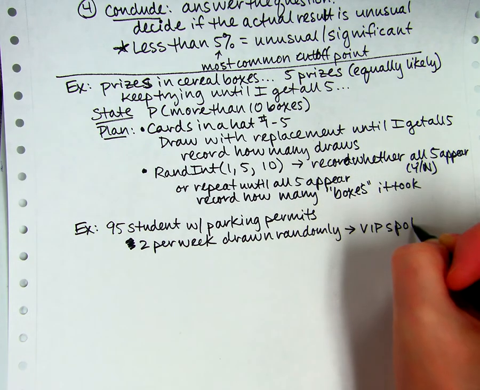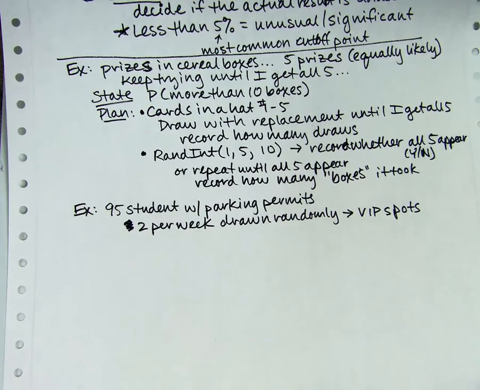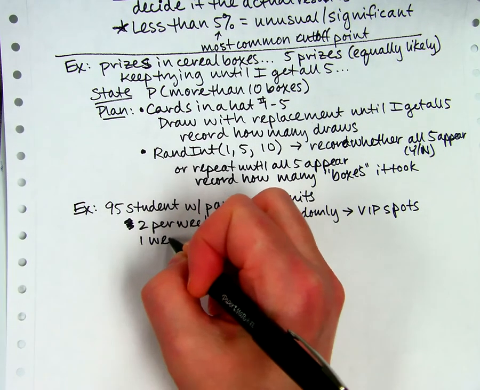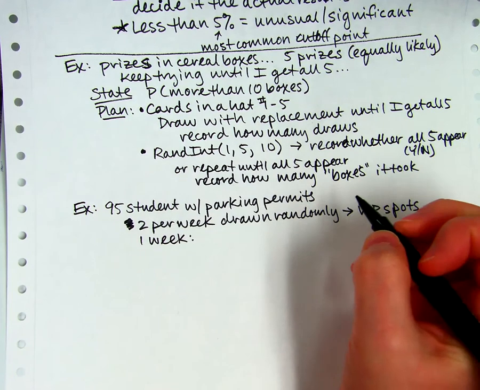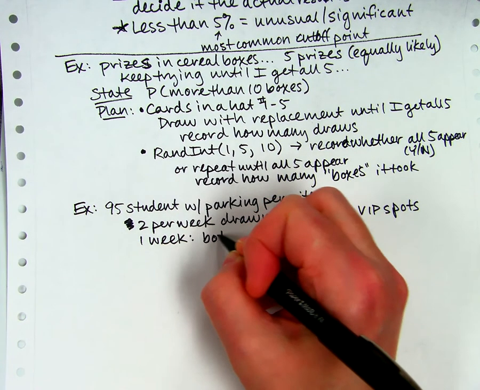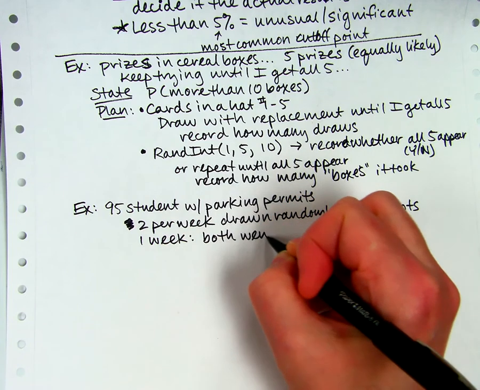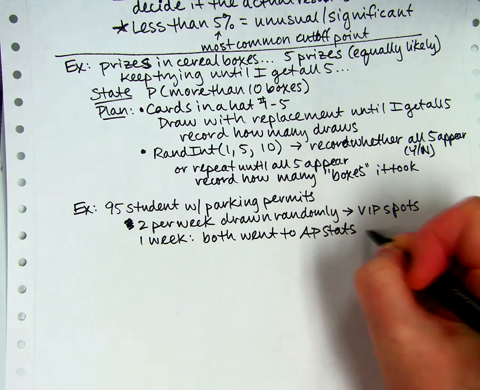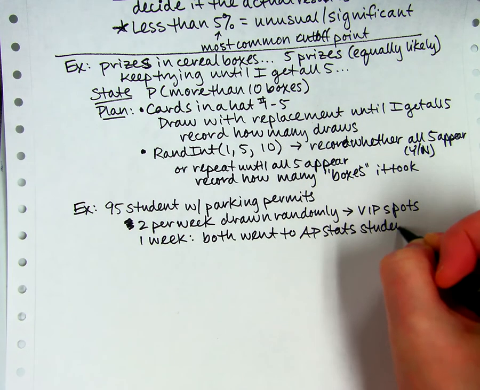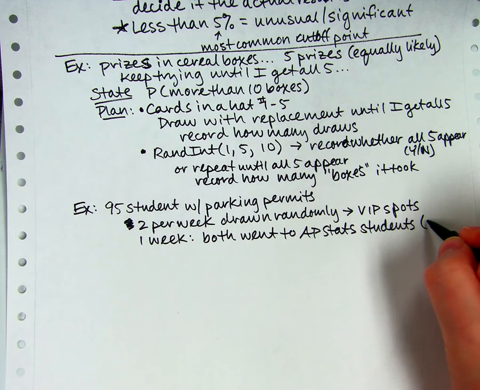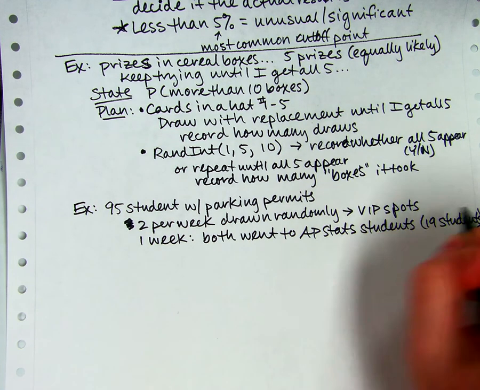Ooh, for this week, I get to park in the VIP spot. I'm so excited. Very important person. And one particular week, both of them happened to go to AP Stat students, and somebody got suspicious about that. I wonder how likely that is. Ooh, maybe they're cheating because they were the ones drawing the names or something. AP Stats class has 19 students in it. How likely is that?